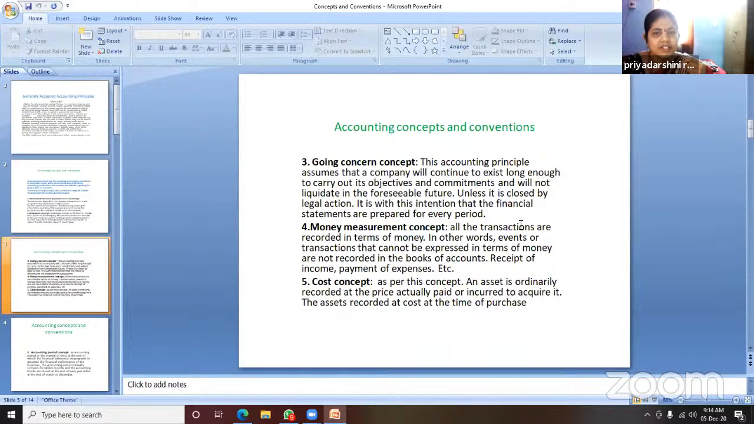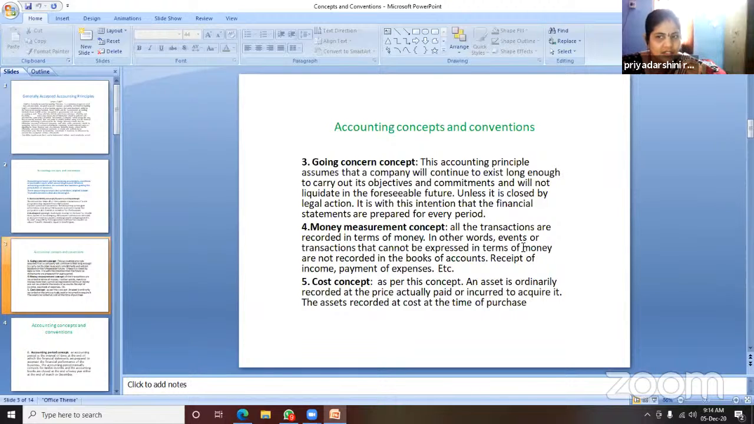All the transactions are recorded in terms of money. So what is the money measurement concept, as we have discussed? We have to show the transactions in monetary value. There is no quality considered in the accounting. Only the quantity aspect is taken into consideration. All the transactions are recorded in terms of money.